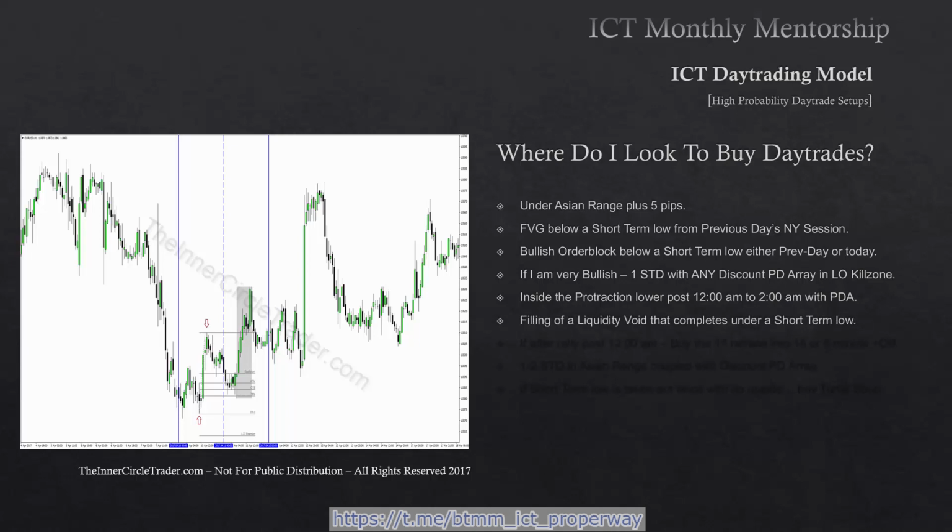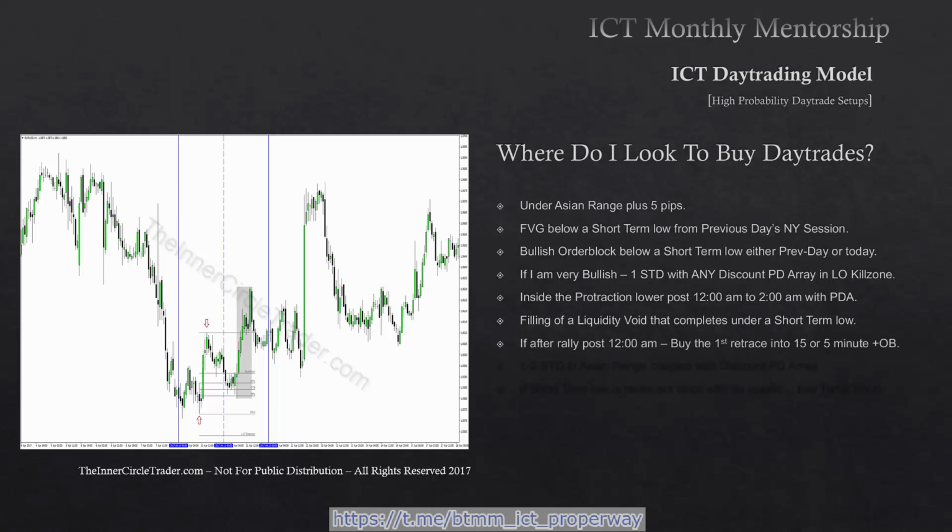Filling a liquidity void that completes under a short-term low. In other words, what we saw on the second setup, fair value gap, it could be a larger gap, which would be basically a liquidity void that would be completed or filled in below a short-term low. So what we're doing is we're really trying to buy below lows, looking to accumulate sell stop liquidity that we can buy from.